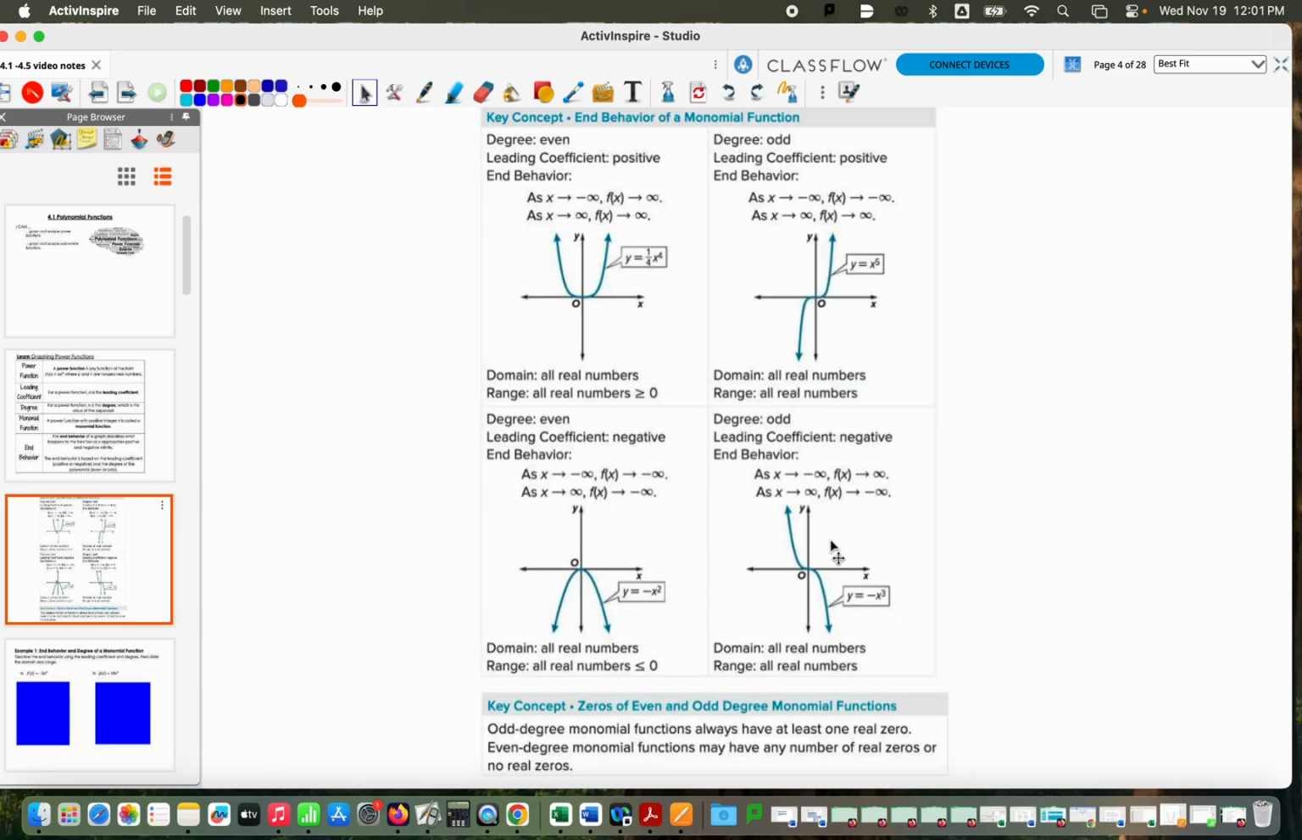Notice here, domain and range is all real numbers because it goes down forever and up forever. So we use everything. So it's actually kind of good to be odd. You don't have to worry about any sort of domain or range restrictions.